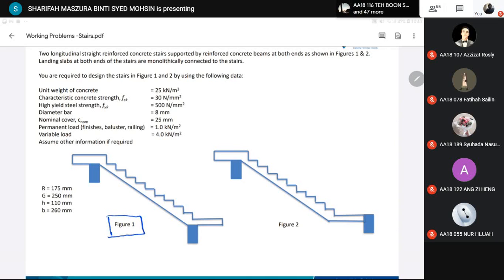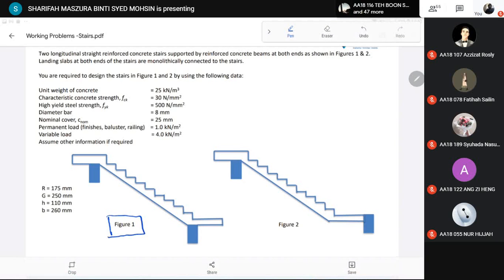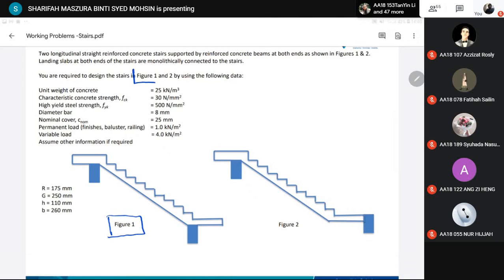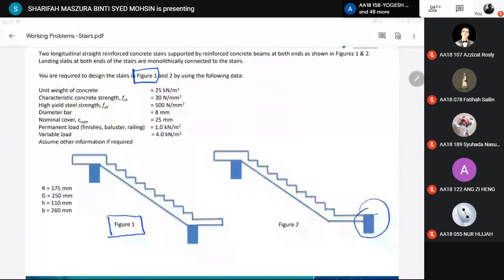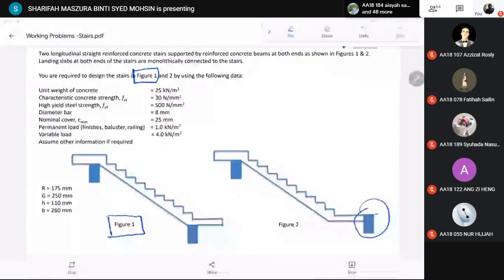So, two longitudinal straight reinforced concrete stairs supported by reinforced concrete beams at both ends are shown in figure 1 and 2. Landing slabs at both ends of the stairs are monolithically connected to the stairs, so it's continuous. You are required to design the stair in figure 1 only. Figure 2 is basically similar to the one in the example, only that it is not continuous. After the beam, there is no slab, so it's only continuous on one support.